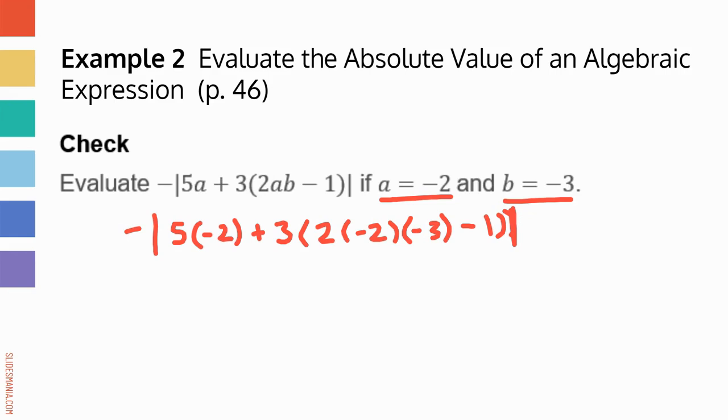Okay, so we are going to start on the innermost parentheses. So we're going to start with this right here, the multiplication. So 2 times negative 2 times a negative 3. Negative times a negative is a positive. So then we have 2 times 2 is 4. 4 times 3 is 12. And then I have minus 1. And I'm going to bring everything else down.